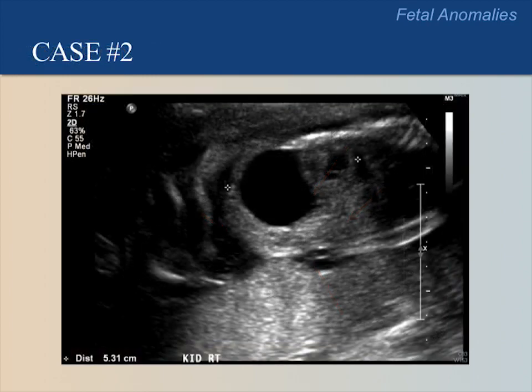Case number 2. This is an interesting image. Here the white calipers measure the length of the kidney, and within the kidney is a large cystic structure. Please pause the video now to discuss what this might be within the group.